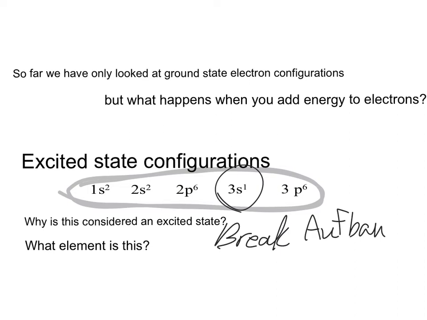But you can still tell me what element this is, the same way that you could for the ground state. If you add up all your superscripts, your exponents, you still figure out your total number of electrons, and that can still tell you what atom you are dealing with. Well, 2 plus 2 is 4, plus 6 is 10, plus 1 is 11, plus 6 is 17, which tells me that this is chlorine. You can assume that it's an atom and not an ion, but you're just adding up the superscripts, same as normal.